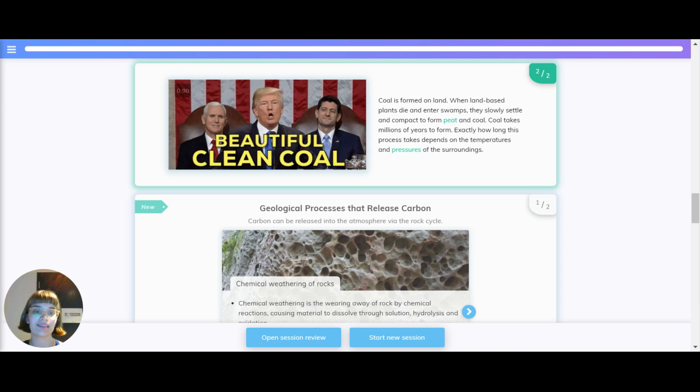Correct answer is they form peat. Coal takes millions of years to form. Exactly how long this process takes depends on the temperatures and what other factor of the surroundings? Depends on the temperatures and the pressures.